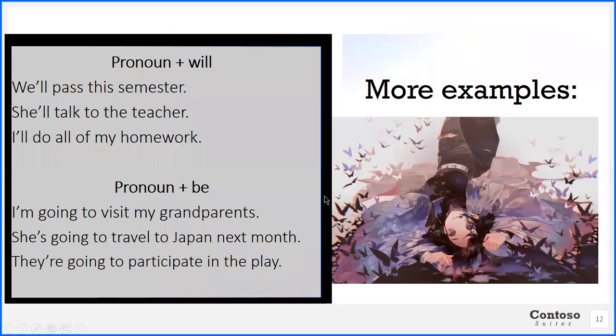Here are some more examples that have to do with our contractions. The first ones: we'll pass the semester, she'll talk to the teacher, I'll do all of my homework. Next ones: I'm going to visit my grandparents. She's going to travel to Japan next month. They're going to participate in the play. All right, so practice those contractions so you sound much more natural, much more fluent.